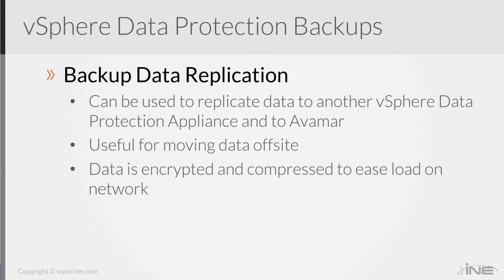We can also use the replication feature in VDP to replicate our backed up data to another VDP appliance, or to EMC Avamar. This is useful if we need to move a copy of our backups offline. Because the data is deduplicated at both the source and the target site, only the unique data segments would be replicated. Okay, so once we get to our vSphere web client, we'll go through setting up our VDP replication.